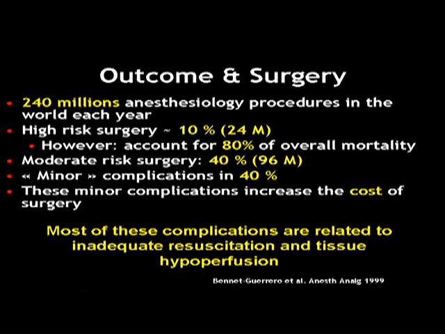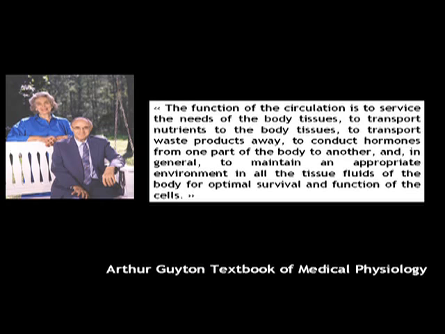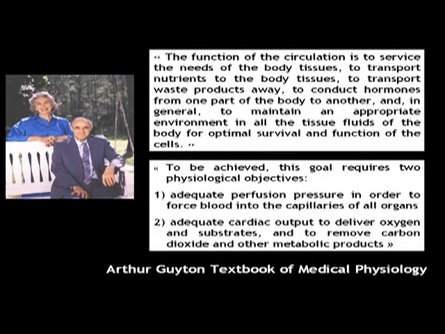And in all of these patients, high-risk patients or moderate-risk patients, what has been shown is that most of these complications are actually related to an inadequate resuscitation and to tissue hypoperfusion. If we go back to the basic physiology, here you see Arthur Guyton and his wife. What we learn is that the goal of the circulation is to provide the tissue with oxygen and nutrients. And if we want to achieve this goal, then we need two objectives. The first one is an adequate perfusion pressure to force the blood into the capillaries of the organs. And that we monitor arterial pressure every day in the operating room.